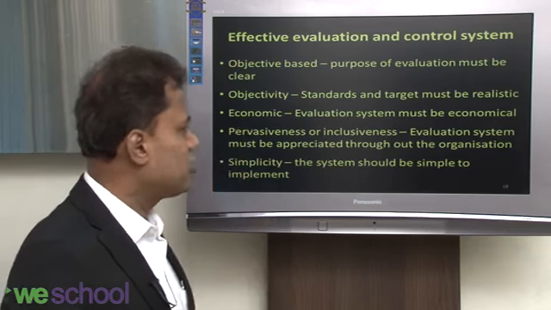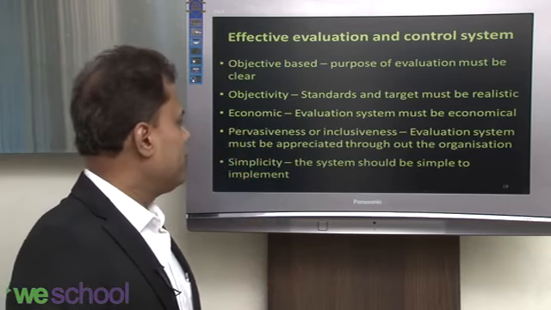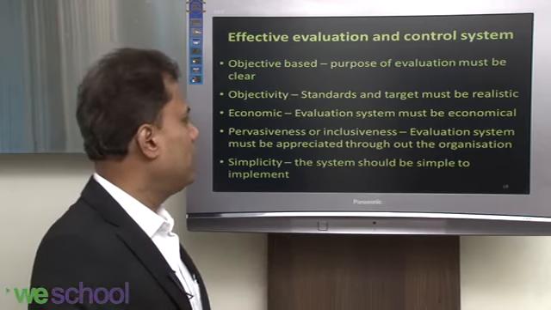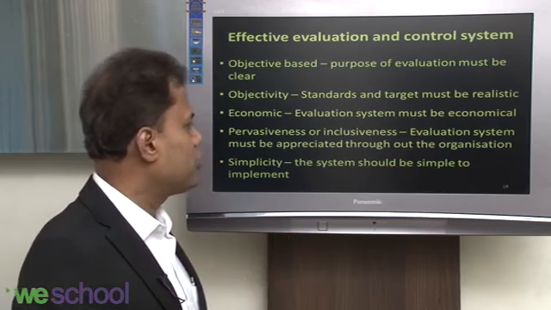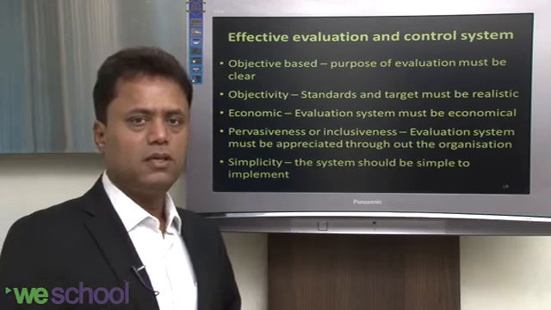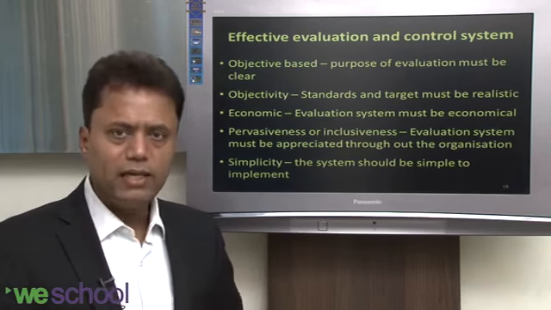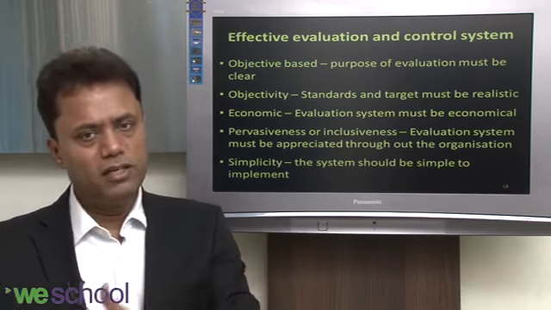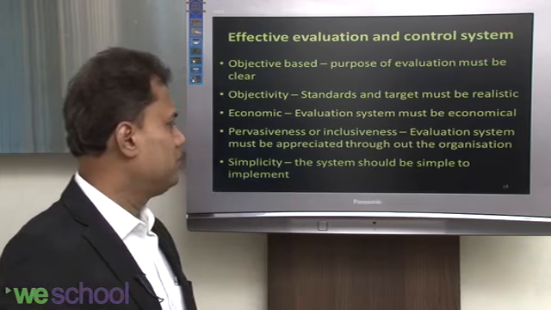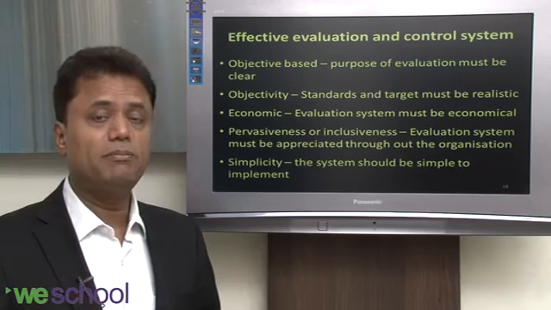Economic. Evaluation system must be economical. Your budgetary system should be economical. Pervasiveness and inclusiveness. It should be inclusive. The employees should be communicated well. Evaluation system must be appreciated throughout the organization at different levels of management. If it is a matrix organization, at the business unit level, the functional unit level, and line managers level, senior manager, general manager, and junior manager level. It should be simple to measure. It should be simple to implement across the organization, which is controlled by a PMO organization.